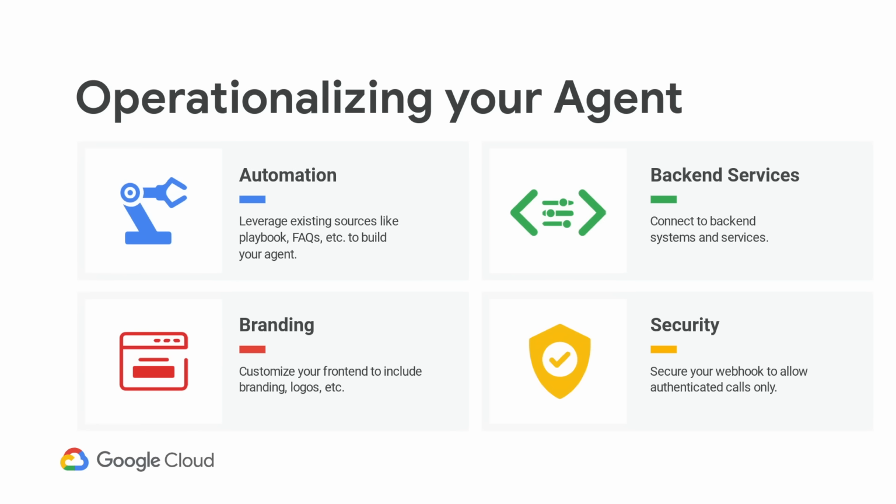Sometimes all you need is a conversation interface to surface answers from the existing backend systems and capabilities. And so we look at deploying your backend code as a webhook on App Engine. We also look at how to customize your agent's UI so that you can have your own branding. This is where we deploy a custom front end on App Engine. We also want to secure our webhook so it only makes authenticated calls to the backend services.